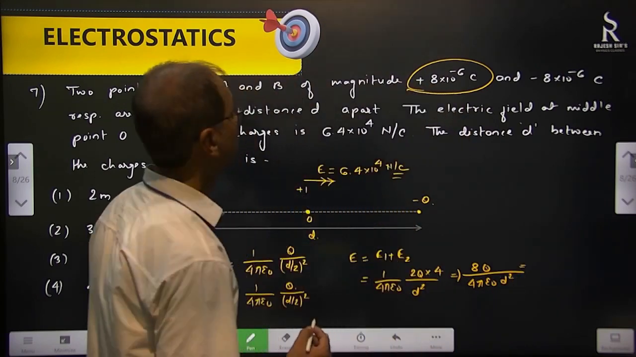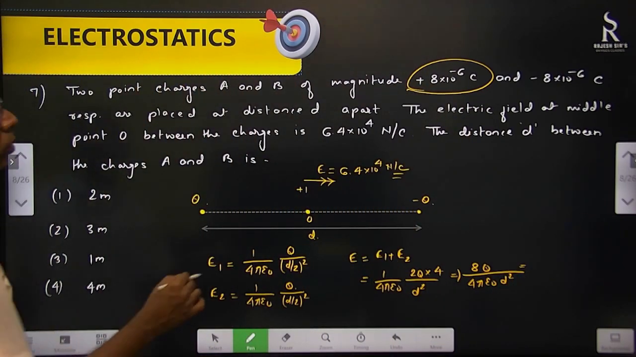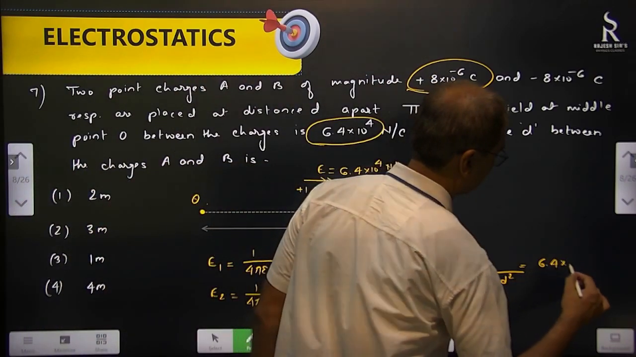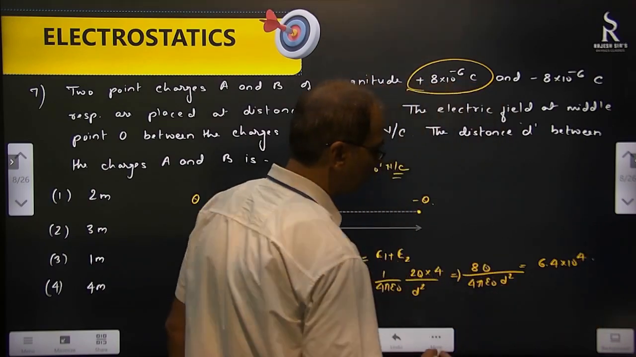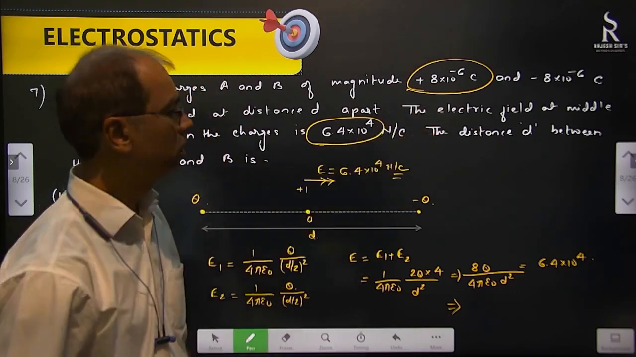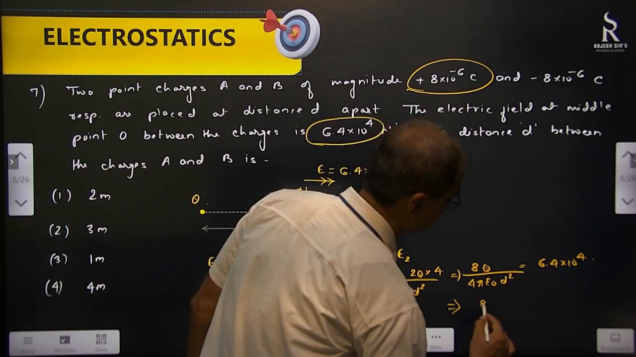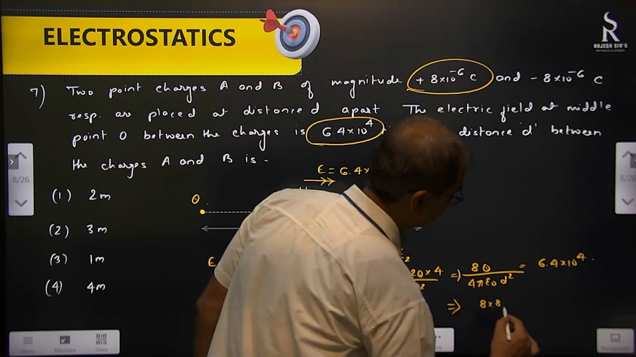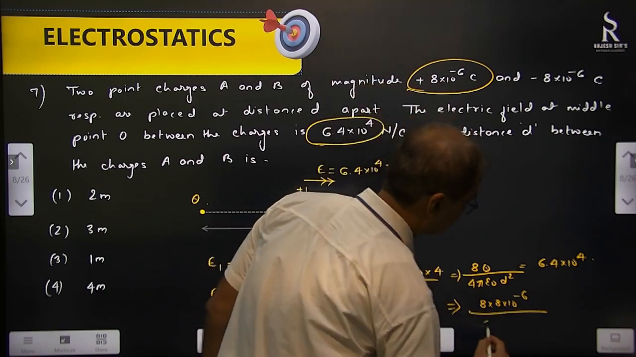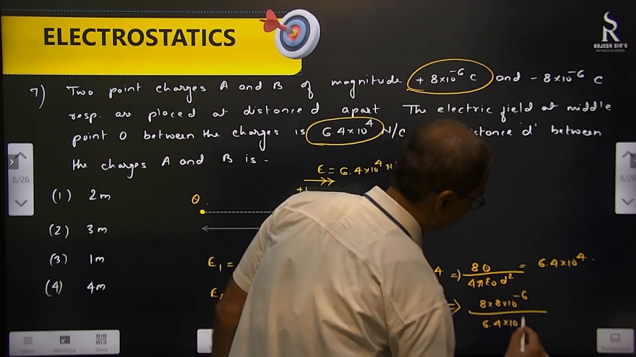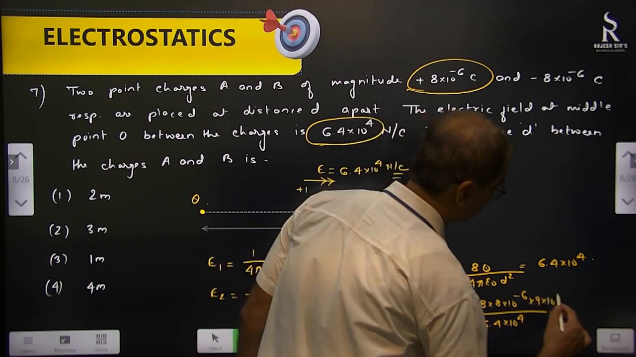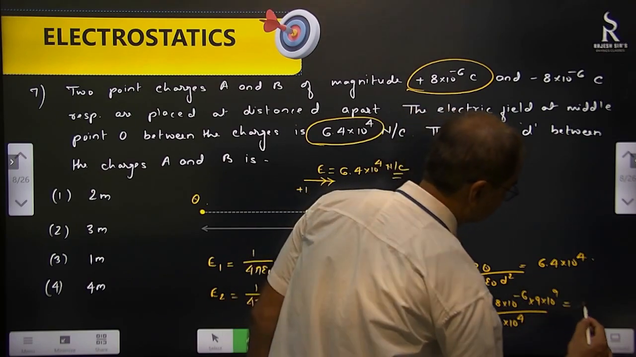Its value is given to you as 6.4 into 10 to the power 4. Okay, keep it here. Now what we have to find? The D value. Now what we can do, first put the q value also, 8 into 10 to the power minus 6. Bring this here. 6.4 into 10 to the power 4. 1 by 4 pi epsilon naught is 9 into 10 to the power 9. And take d square there. Now this is d square.